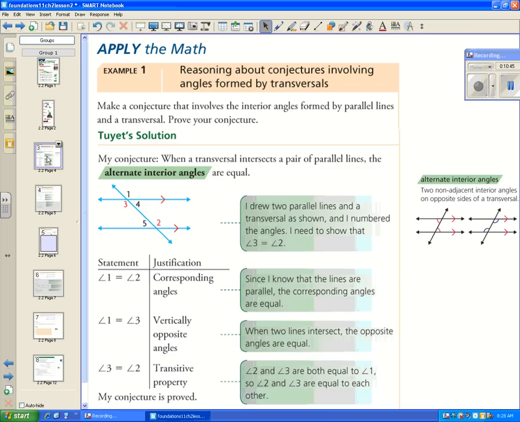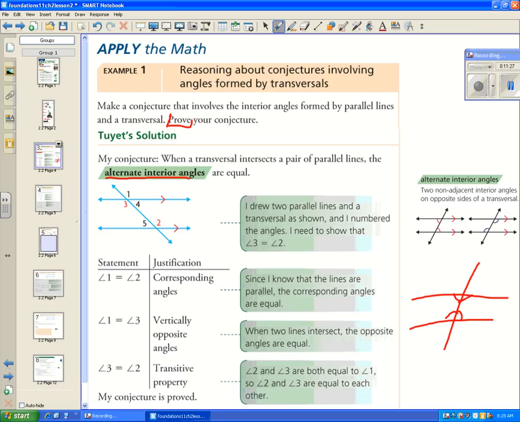So what we're going to do now is follow along some conjectures involving angles formed by transversals. It says make a conjecture that involves the interior angles formed by parallel lines and a transversal. Prove your conjecture. At this point, we're just following along. You don't need to write anything in your notebook. We're going to summarize this later. So Tayet had a conjecture. He said that when a transversal intersects a pair of parallel lines, the alternate interior angles are equal. We said interior angles were all the angles inside parallel lines. What we're looking at now is alternate.